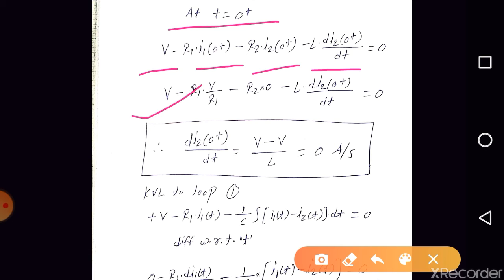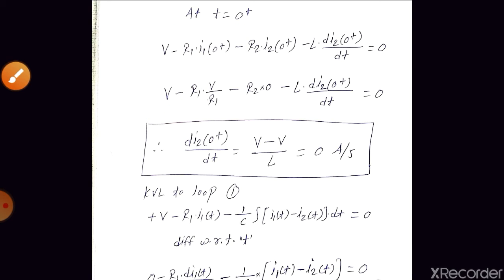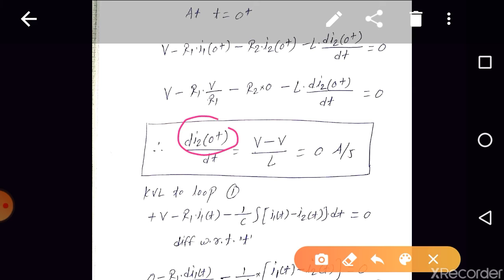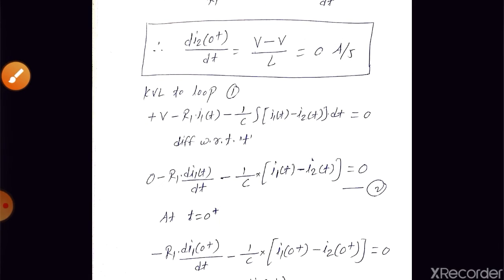So further simplifying and putting the value of I1 of 0 plus and I2 of 0 plus, we can get the di2 of 0 plus by dt, right? It is 0 ampere per second. The unit is, it is a differentiation of current with respect to time, so it is ampere per second, right.